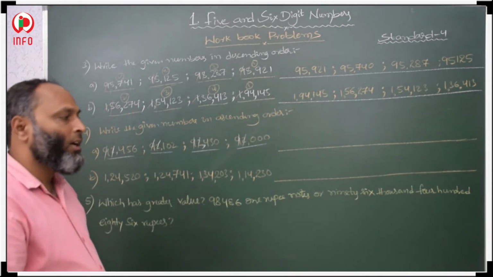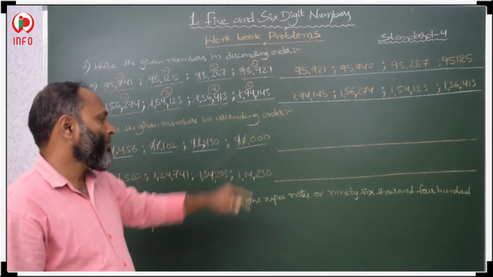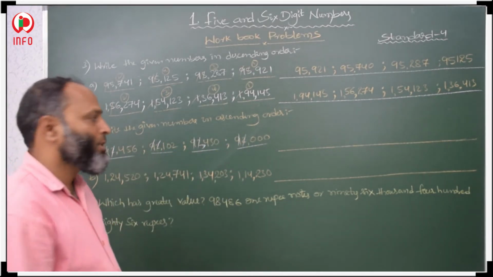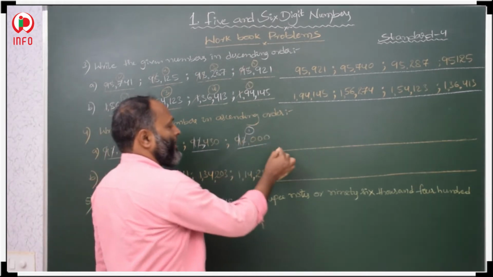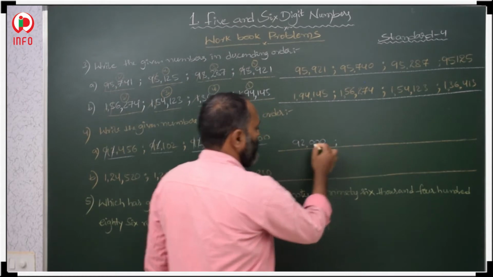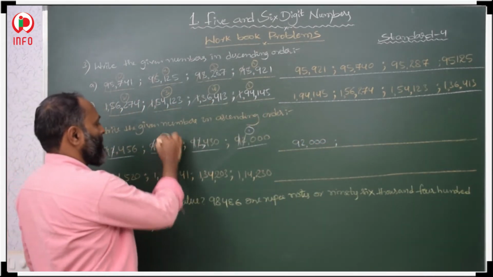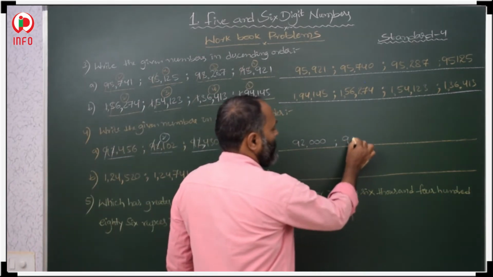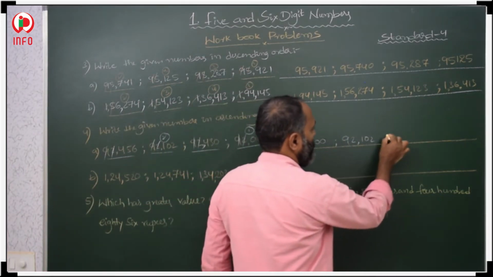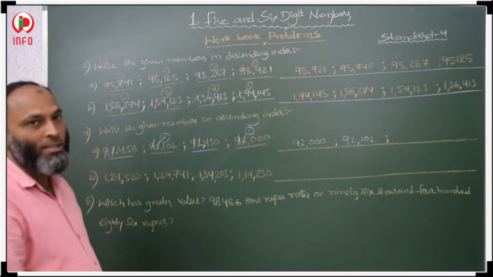Now we go to the hundreds place: 4, 1, 4, 0. Here 0 is smaller, so first we have to take the smaller one: 92,000. After 0, 1 is smaller. This is in second place: 92,102. Then in these two we have to decide which one is smaller.